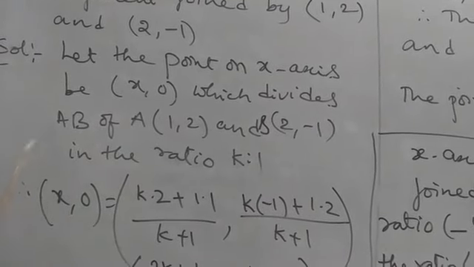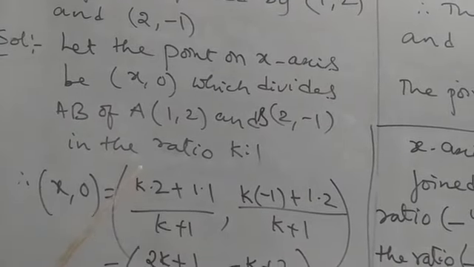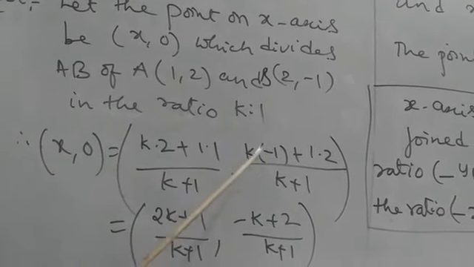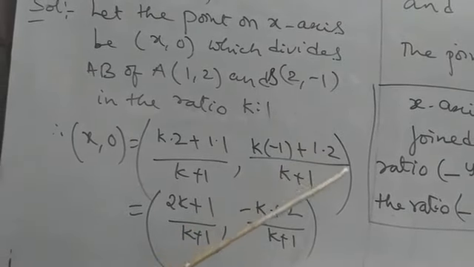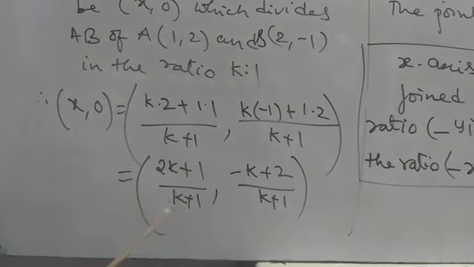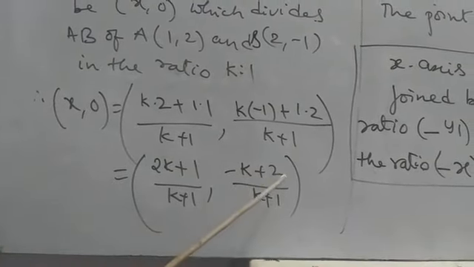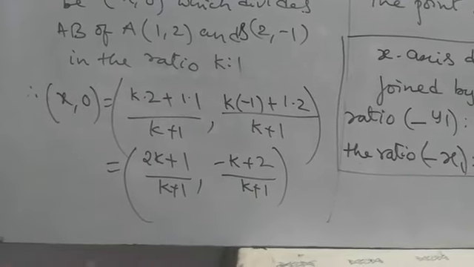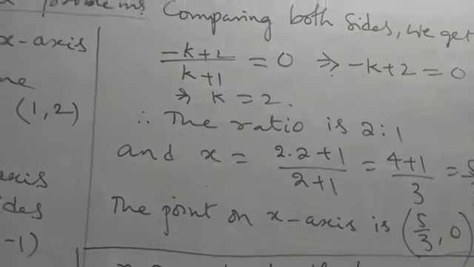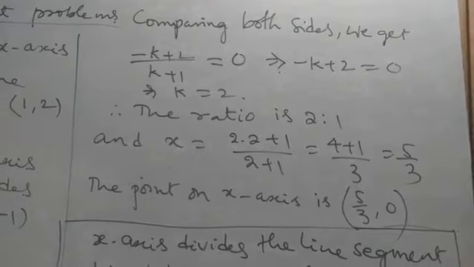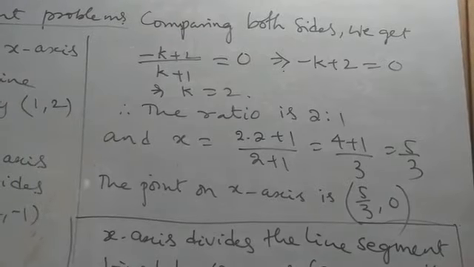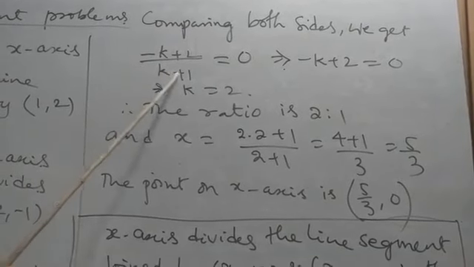So therefore (x, 0) equals (k into 2 plus 1 into 1)/(k plus 1), (k into -1 plus 1 into 2)/(k plus 1). If you simplify, that equals (2k plus 1)/(k plus 1), (-k plus 2)/(k plus 1). When comparing both sides, here in the coordinates one is x and one is 0, so the known value we need to consider. So (-k plus 2)/(k plus 1) equals 0.